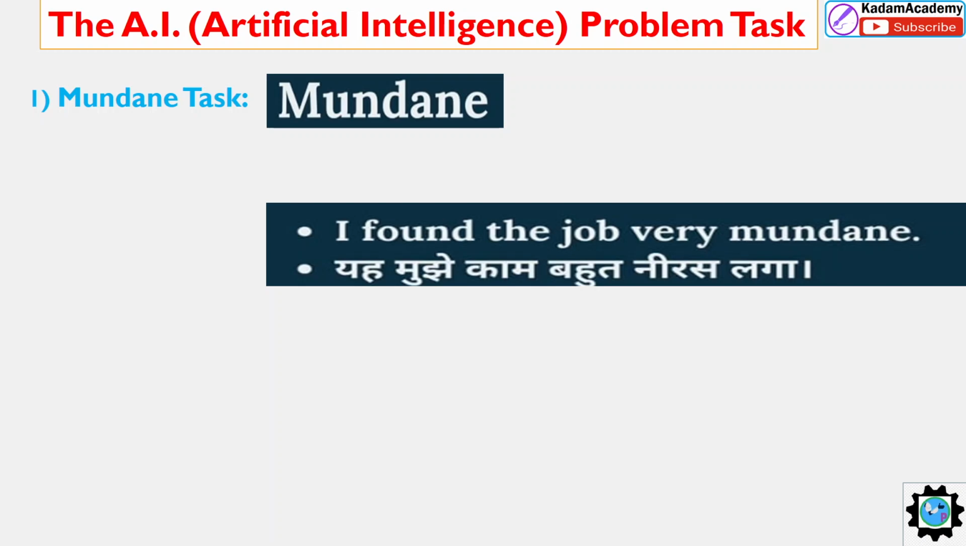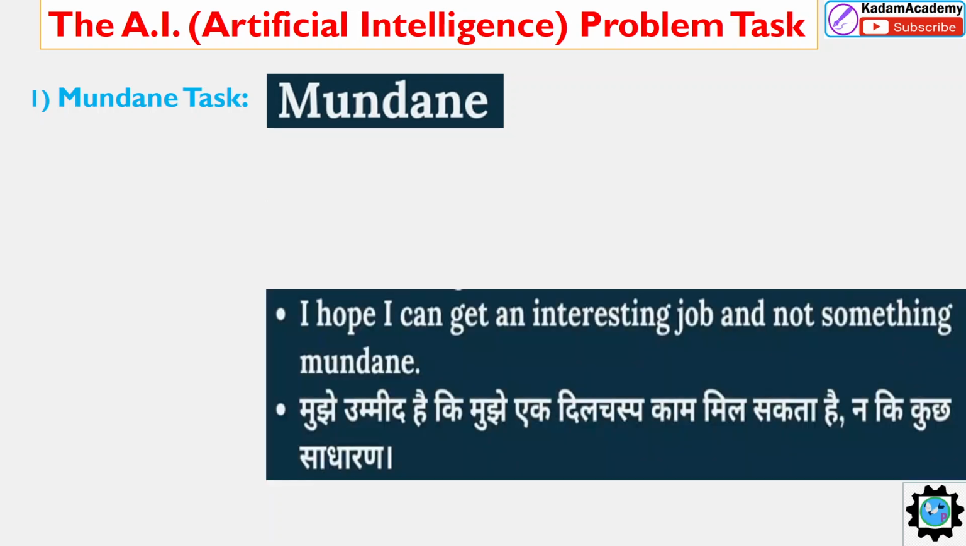This is one example I would like to give you. I found the job very mundane. यह मुझे काम नीरस लगा. And I hope I can get an interesting job and not something mundane. मुझे उम्मीद है कि मुझे एक दिलचस्प काम मिल सकता है, न कि कुछ साधारण.